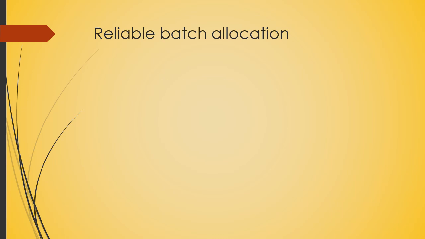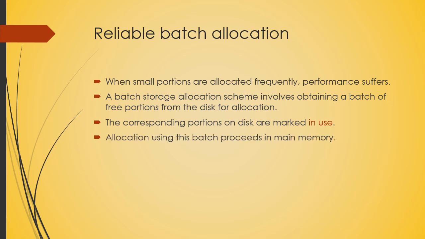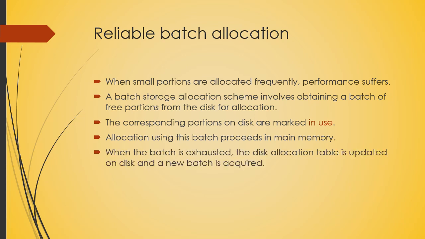Reliable batch allocation. When small portions are allocated frequently, performance suffers. A batch storage allocation scheme involves obtaining a batch of free portions from the disk for allocation. The corresponding portions on disk are marked in use. Allocation using this batch proceeds in main memory. When the batch is exhausted, the disk allocation table is updated on disk and a new batch is acquired.